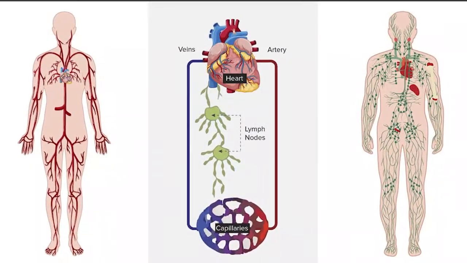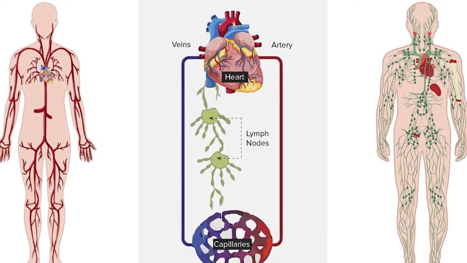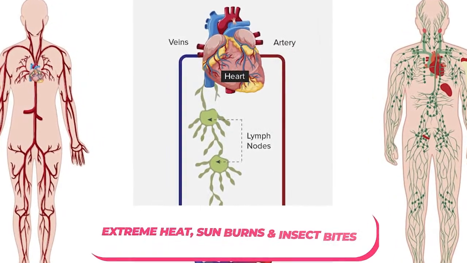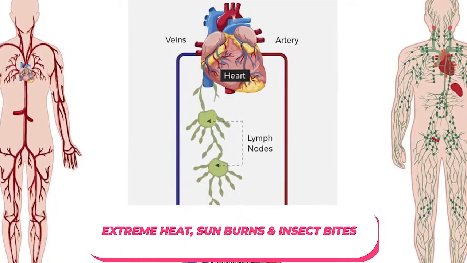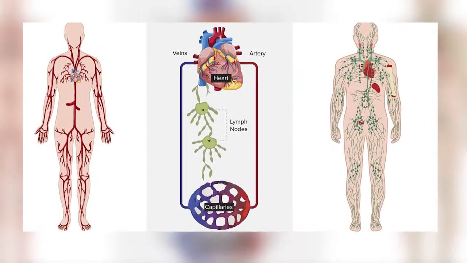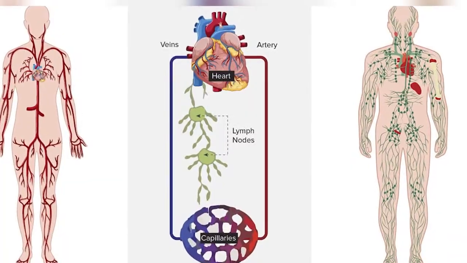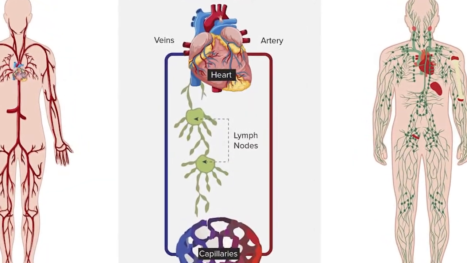It is also important to take care of the lymphatic system by avoiding activities that may cause damage to the lymphatic vessels, such as extreme heat, sunburns, and insect bites. It's also important to avoid activities that may cause injury or damage to the lymph nodes, such as excessive alcohol consumption and smoking. Overall, the lymphatic system is a complex and vital part of the body that plays a crucial role in the body's overall health and well-being.